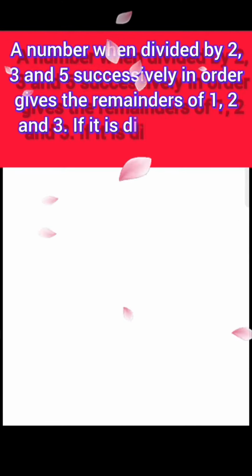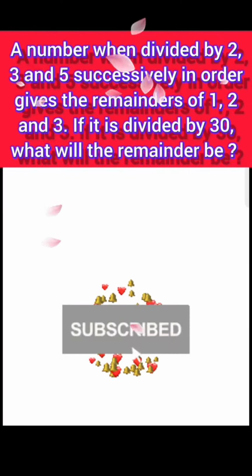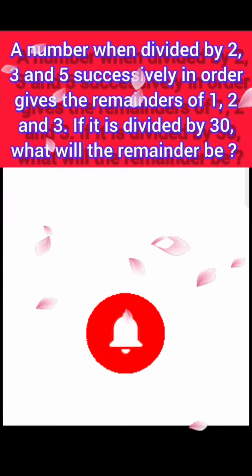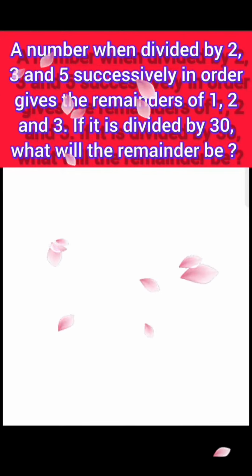A number when divided by 2, 3 and 5 successively in order gives the remainders of 1, 2 and 3. If it is divided by 30, what will the remainder be?